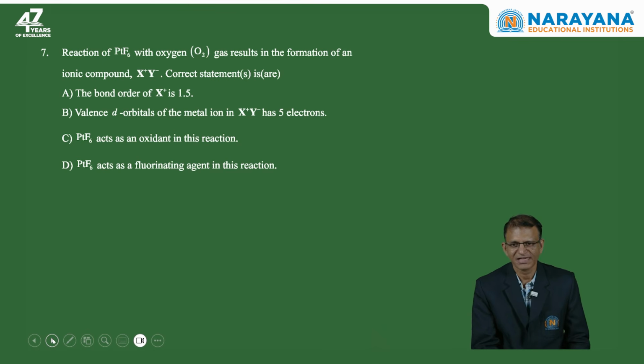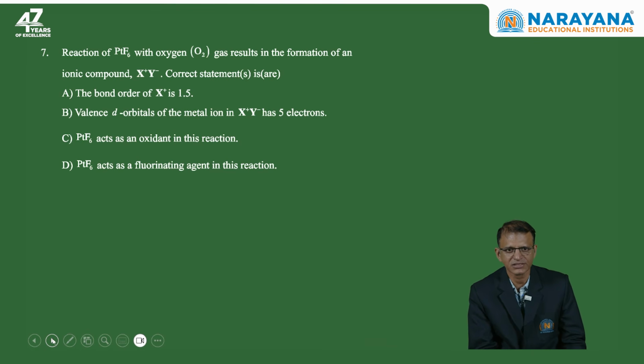So question number 7, this question contains two topics. One is coordination compound and the other is chemical bonding. Reaction of PtF6 with oxygen O2 gas results in the formation of an ionic compound X plus Y minus. Correct statement is: A, the bond order of X plus is 1.5. B, valence d orbitals of the metal in X plus and Y minus has 5 electrons.